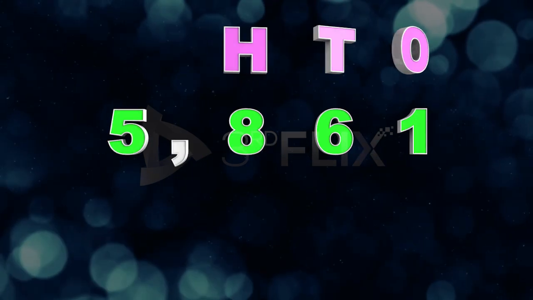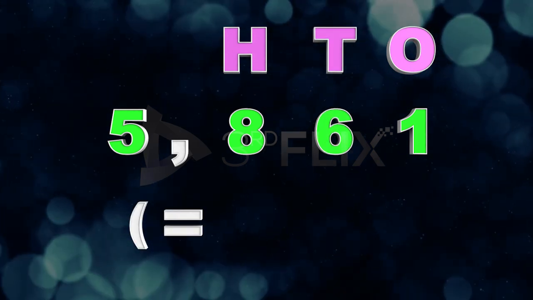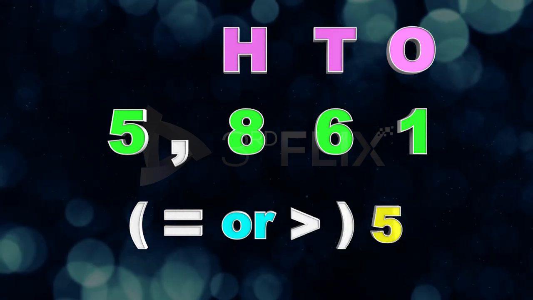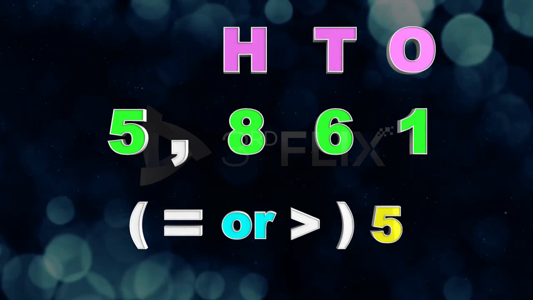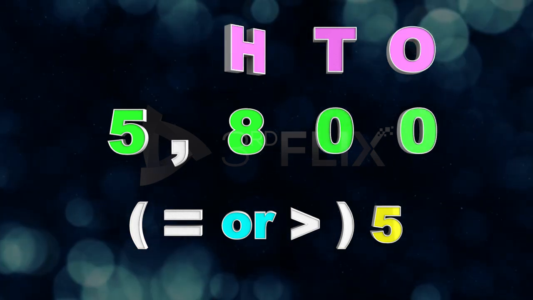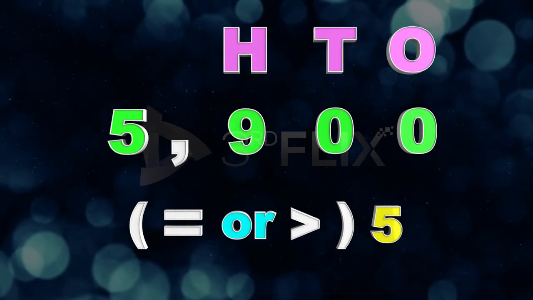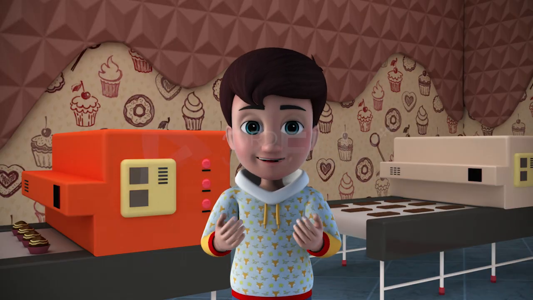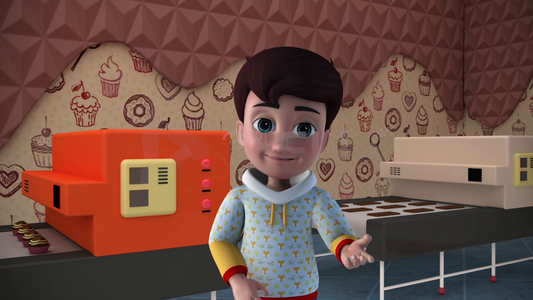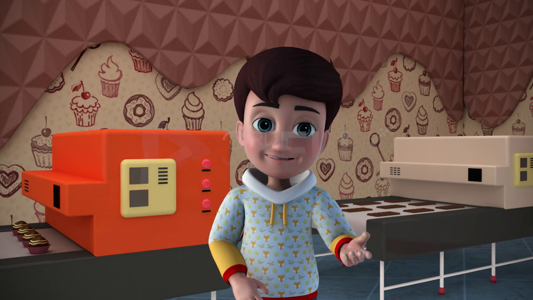If the digit in the tens place is equal to or greater than 5, then the tens and ones places are replaced by zeros and the hundreds place is increased by 1. Jen, now you take another number and round it off to the nearest 100.